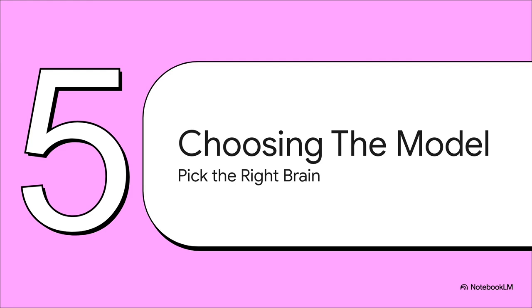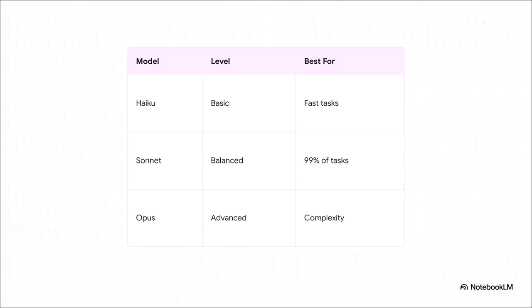Which brings us to Section 5, choosing the right model. This is absolutely crucial. You have to pick the right brain for the job so you don't overspend. So Claude frequently releases different models. Haiku is the most basic and the fastest one. Sonnet is your balanced middle ground, and Opus is the most advanced, but it's also the most expensive when it comes to token usage.